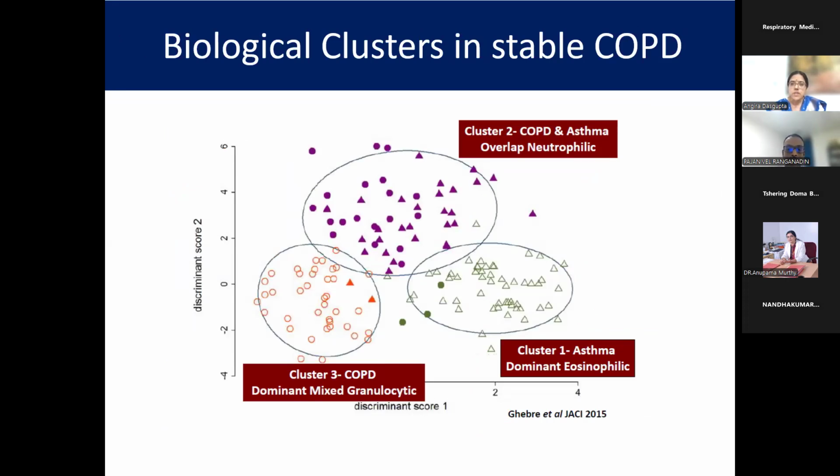Biological clusters in stable COPD were identified, I think, 5 to 6 years ago. And there were 3 clusters. One was an asthma-dominant eosinophilic disease. The second one was a COPD and asthma overlap with a neutrophilic inflammation. Cluster 3 was a COPD which has dominant mixed granulocytic, so eosinophils and neutrophils together. And this was done in the blood and not in the sputum.